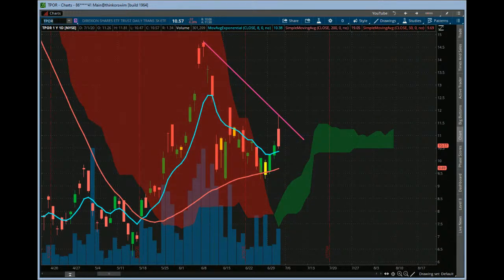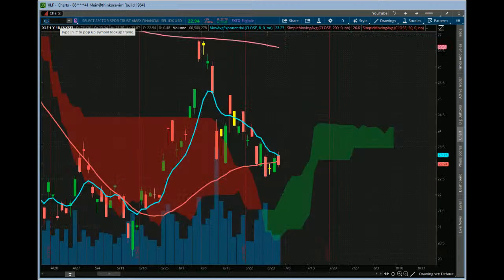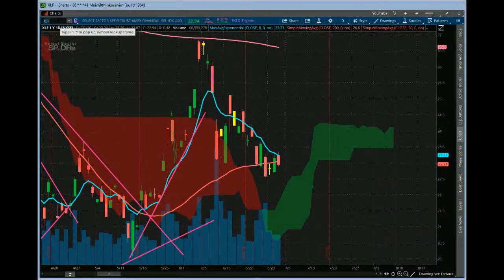Take a look at the XLF real quick. That had a rough day today, guys. So just be careful with that. The financials aren't really participating in the Nasdaq rally. So something to look at there.